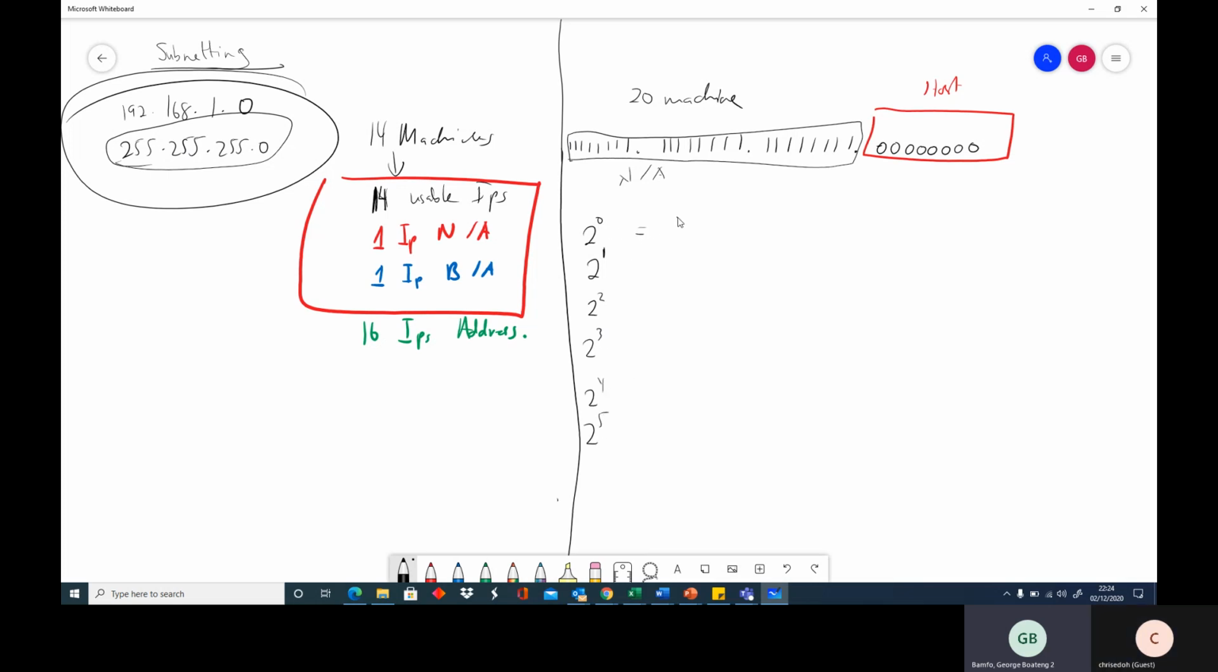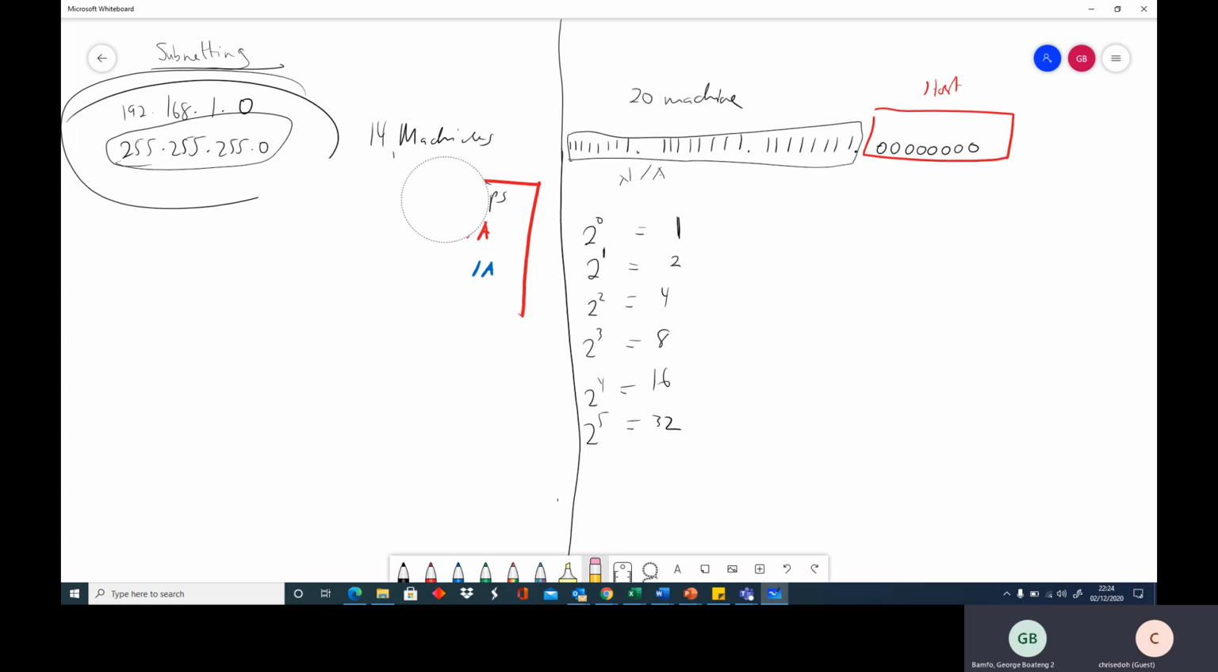So what's 2 power 1? 2 power 0 is 1. 2 power 1 is 2. This is 4. This is 8. This is 16. This is 32. Now, what we're going to do here, can I clean this? We know it's 14, right? Yes. So what we're going to do here is the steps.